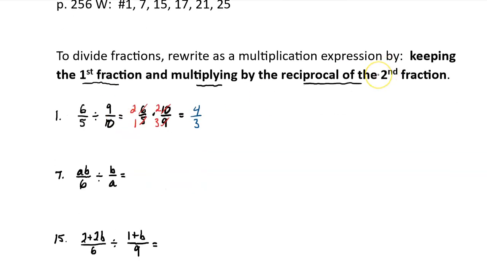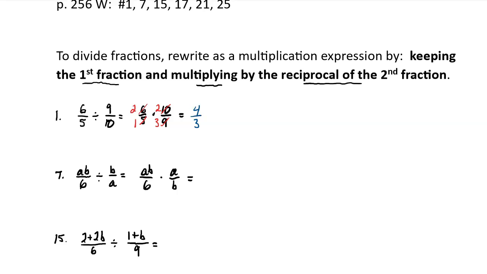Now, problem 7. This is a division of fractions problem. So apply the rule. And the rule is essentially to change this into a multiplication problem. You keep the first fraction the same, change to times, and do the reciprocal of the second fraction, a over b.